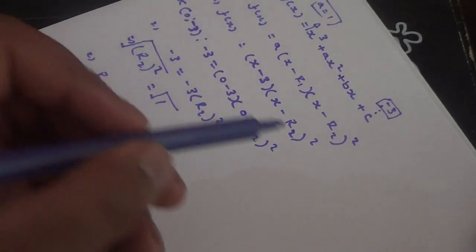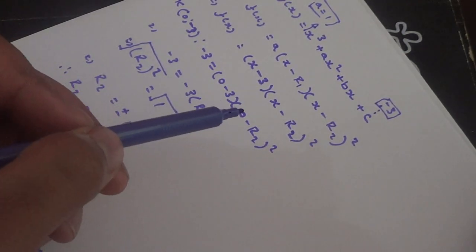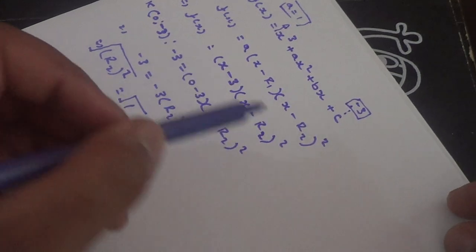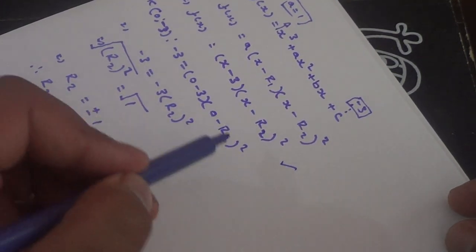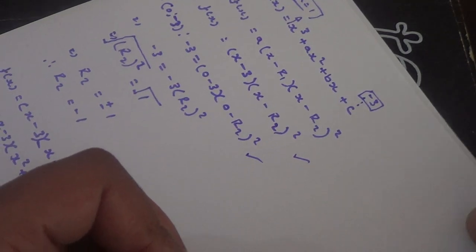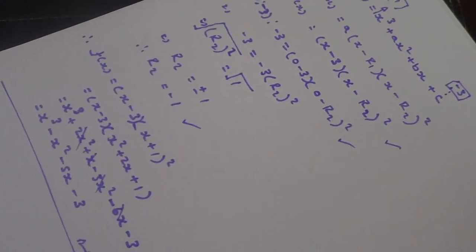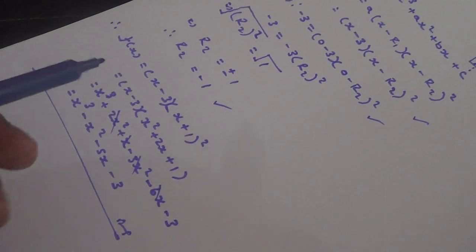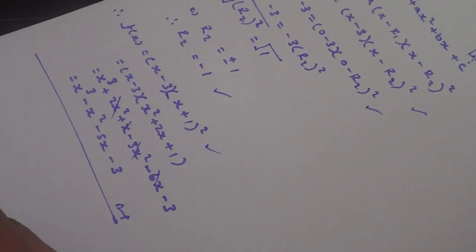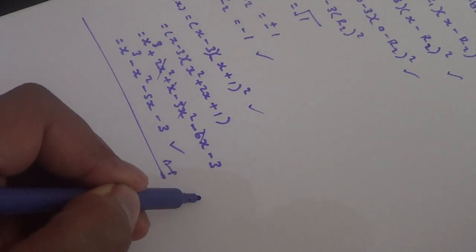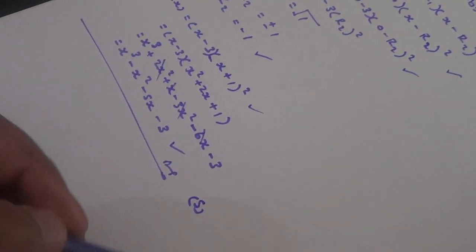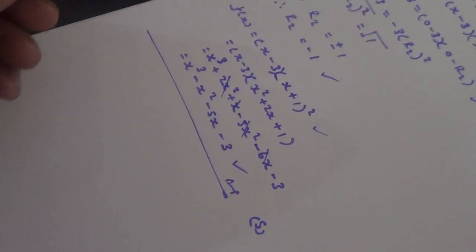I would mark you here for correct substitution, and this substitution, and then picking out that root form. And then, of course, correct substitution back, and then the answer. So I think that 5 marks is pretty easy to get. All right, let's keep going.